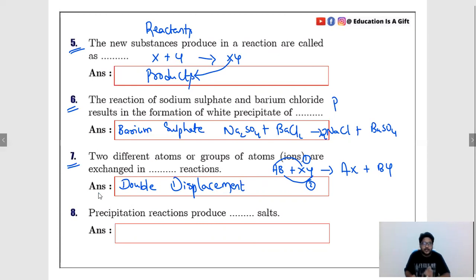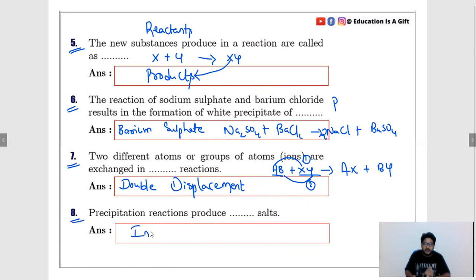Or for VSAQ they may ask what is meant by double displacement reaction. You can write this statement: two different atoms or groups of atoms. Here we have one group AB, here we have another group XY, which are exchanged. 8. This is repeated.